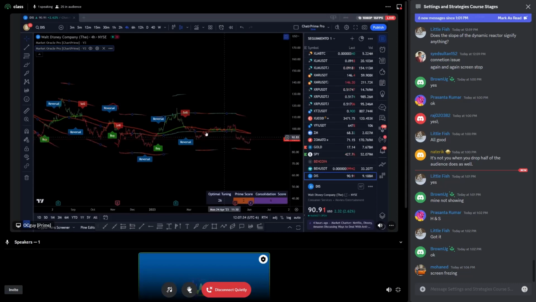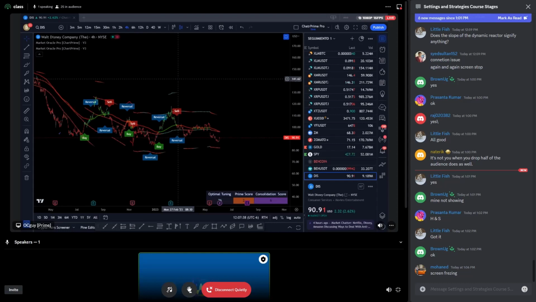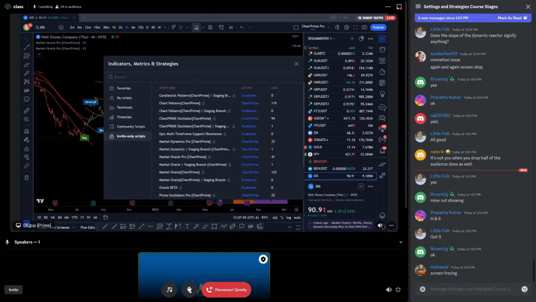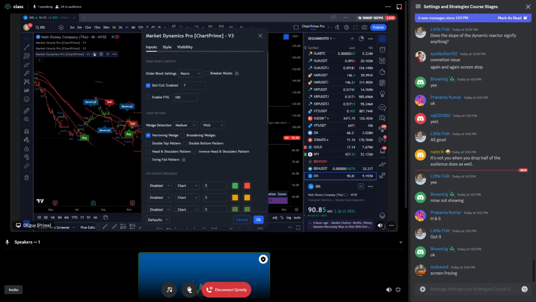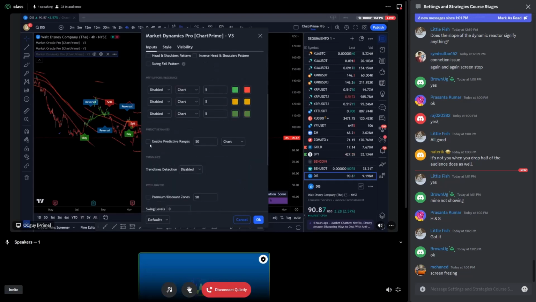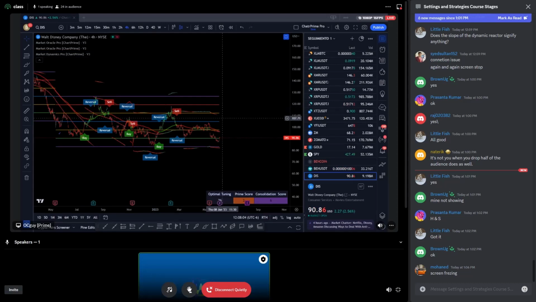Remember that prime ranges are the evolution of the predictive ranges. If you don't remember what predictive ranges are, let me help you out with that. So let's do the Market Dynamics. Here we go, Market Dynamics Pro, and let's disable this one, also this one, and leave predictive ranges. That's the only one that we want to see just for now. Predictive ranges, correct?